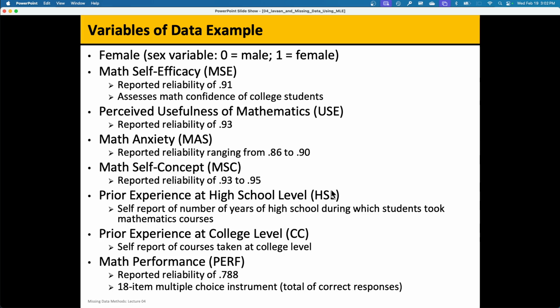Prior experience at high school level. So how many math classes you take in high school? Prior experience at the college level. So courses taken at the college level. And then finally, math performance, an 18-item multiple choice test where this is the total number of correct responses, simply added together. Not the way we would ideally do it, but we'll leave it there. Okay?